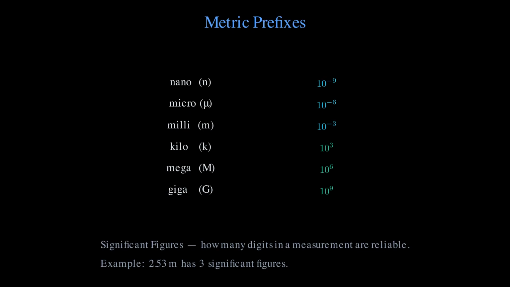Finally, significant figures. These tell us how many digits in a measurement are actually reliable. For example, a measurement of 2.53 meters has 3 significant figures. When calculating, your answer should be rounded to match the fewest significant figures in your input data.